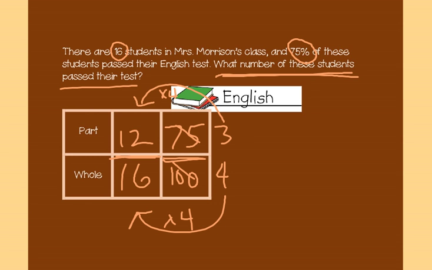The numbers are not always friendly like this, but always look for friendly numbers first. If that's hard for you, always remember that butterfly works. This is the number that we were looking for right here, so you can multiply the two that are diagonal, butterfly, and divide by the other number, the number that's left over. So 12 of these students passed their test.